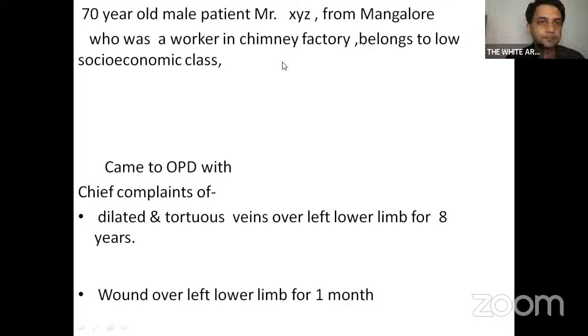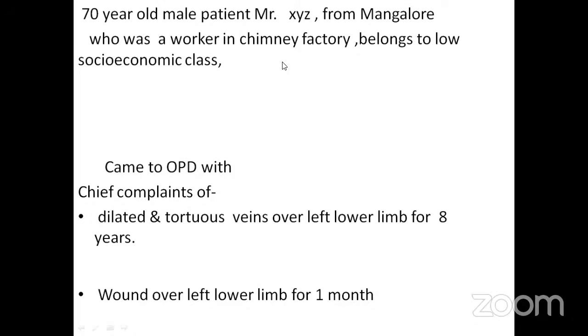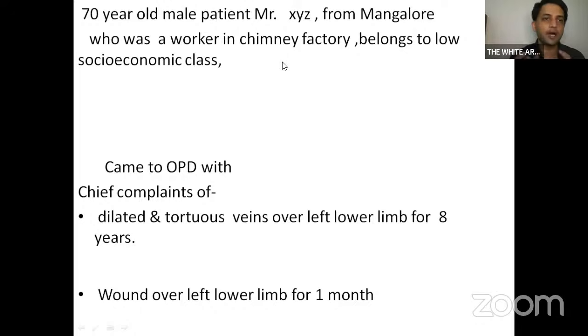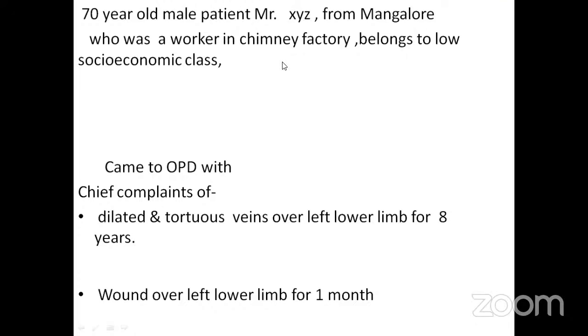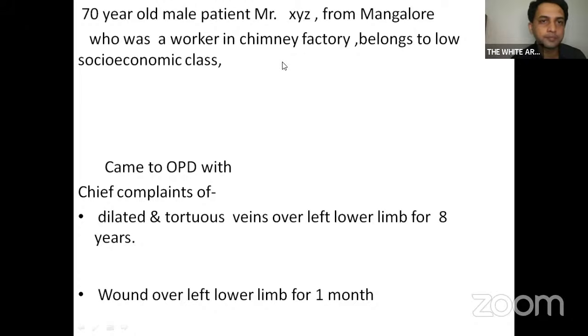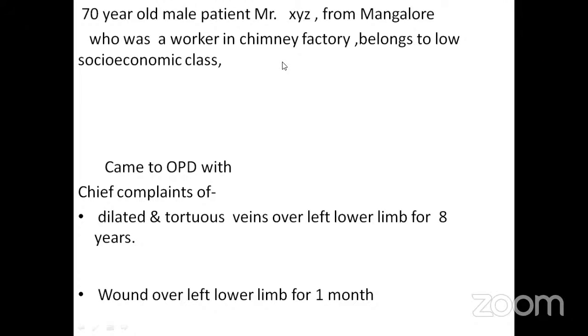Okay. So occupation, how is it related? My patient is a worker in a chimney factory. He used to climb the chimney and clean the things on top of the chimney, sir. So long term, how is this occupation related to causing varicose veins? Because of long standing, venous pooling is there, and it leads to chronic venous hypertension.